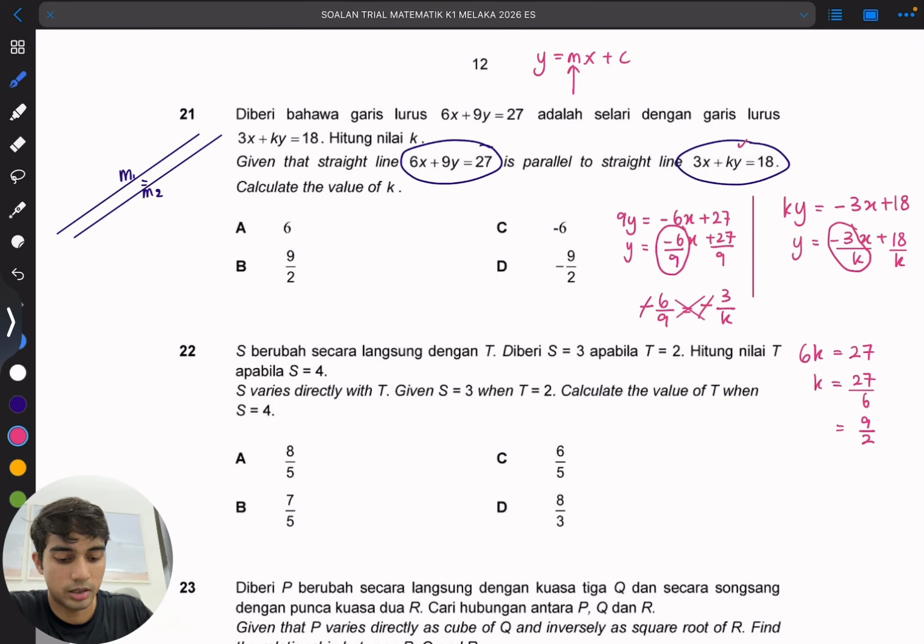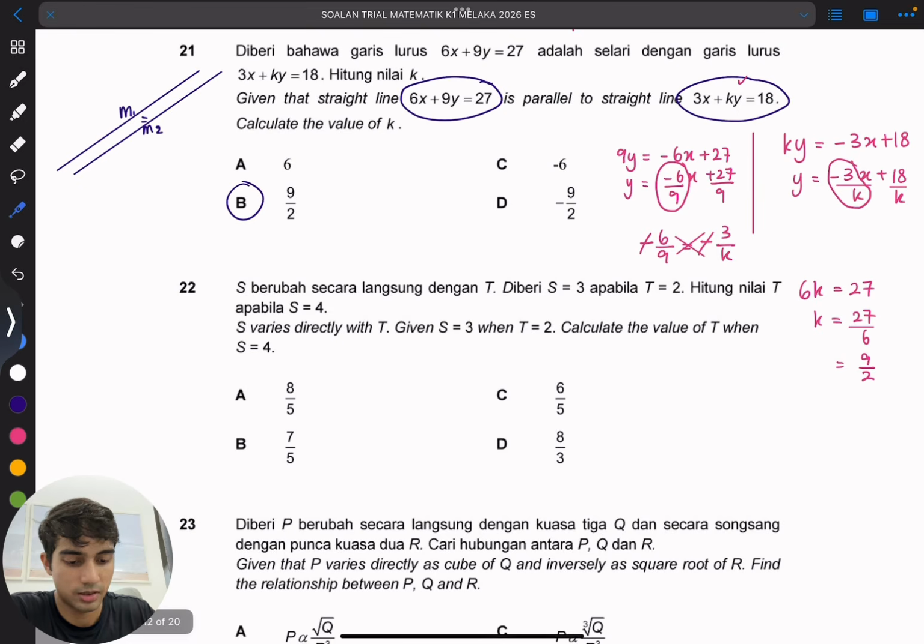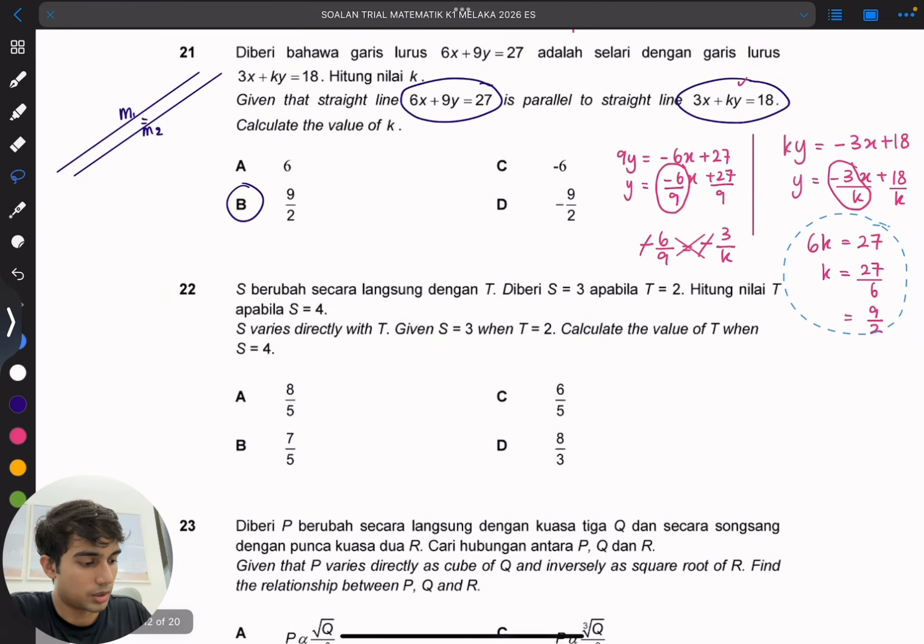So the answer is B. Done. There are many ways to solve it, depends on how you want to do it. Whichever you're used to. If you want to do it faster, you see the pattern. 6 divided by 2 is 3. So 9 divided by 2, 9/2. So k is basically 9/2. Right. Next one. Let me just throw this up here.